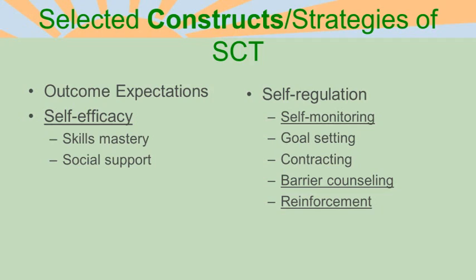So the ones that I have underlined are the ones I'm going to give you some specific examples of how we did this, because I thought that would be most useful for you: how can you take this rather robust, fairly complicated theory and translate it into some specific activities in an intervention. So I'm going to focus on giving you examples of how we try to improve parents' self-efficacy to perform particular behaviors, and how we promoted self-regulation by self-monitoring, goal setting I'll talk about in a little bit, barriers counseling, etc.